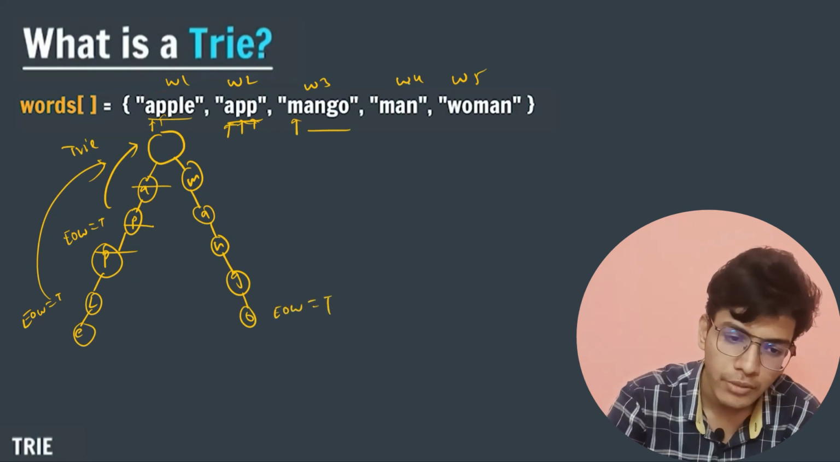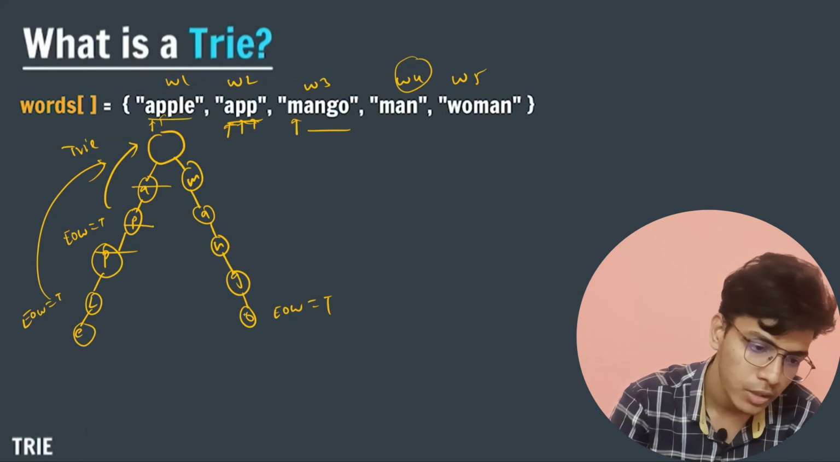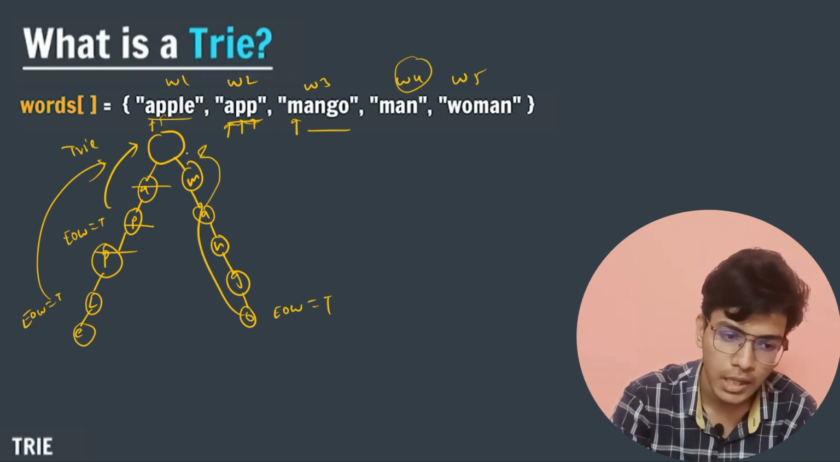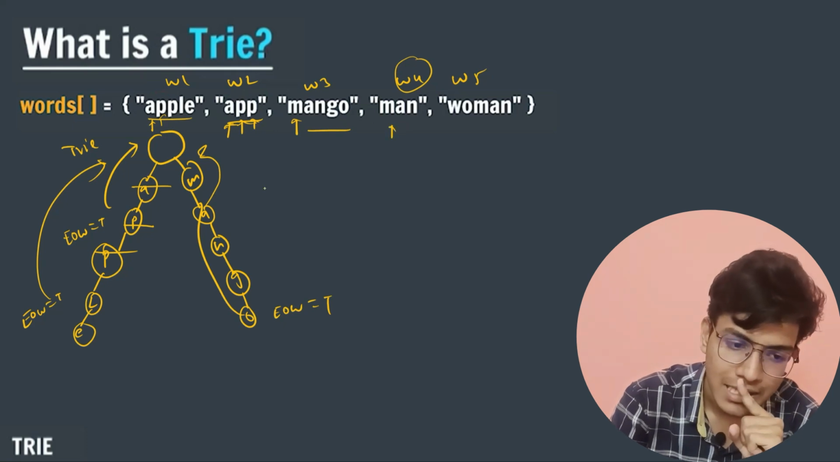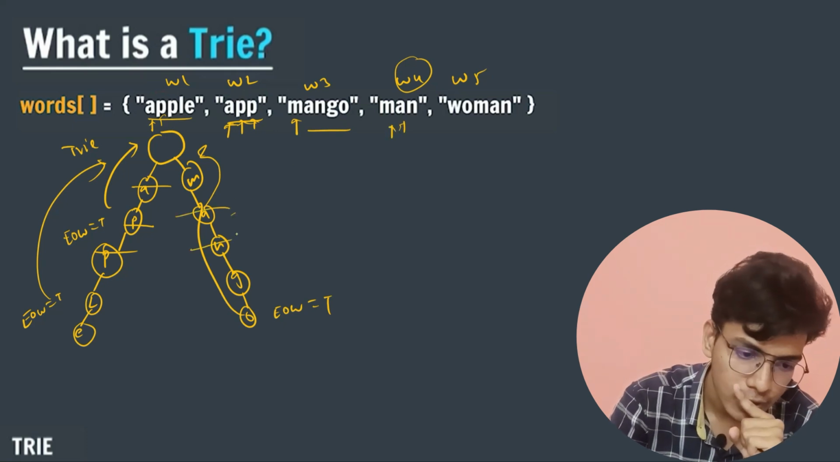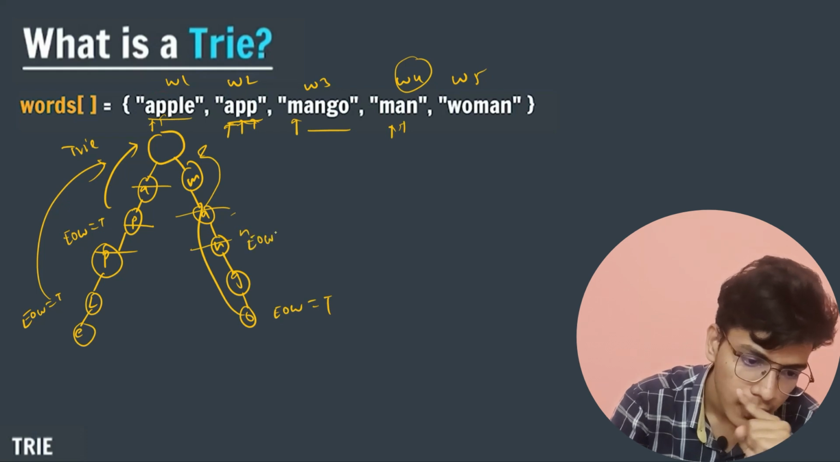Now I will move to my word 4. I will come to my root node. Now for this root node, M already exists as a child. After that, A is already there, N is already there. So here end of word will become true.